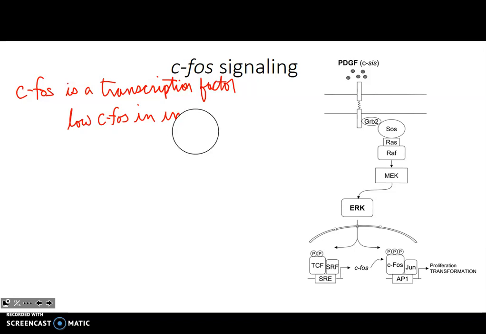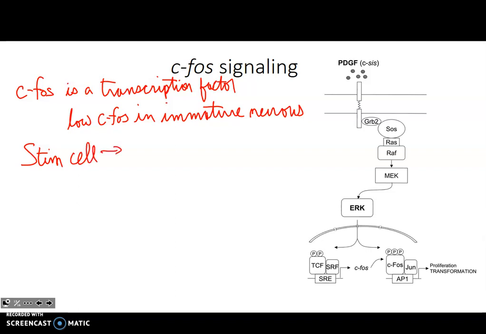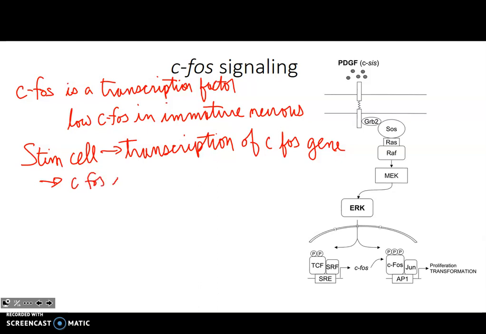Immature is the word I'm going for. But induction of the CFOS gene causes it to go way up, and its stimulus of the gene happens directly. So stimulate the cell, that causes transcription of the CFOS gene, which causes the CFOS levels to spike. So CFOS protein goes way up.